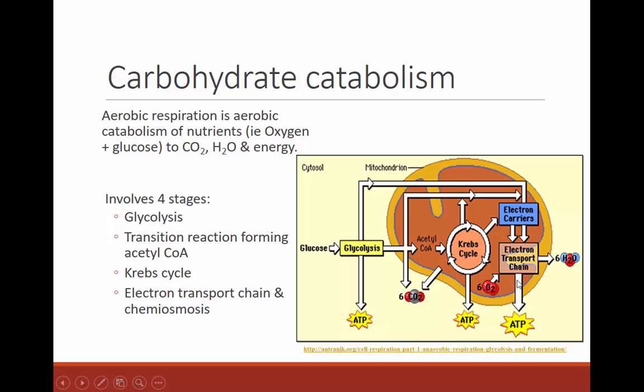Okay? From that electron transport chain, you get water being produced, but you also get energy. Okay? You can see here that from the Krebs cycle, you also get ATP being produced, and from glycolysis, you also get ATP being produced. So there's a number of steps to it, but you do get production of energy from different ones.